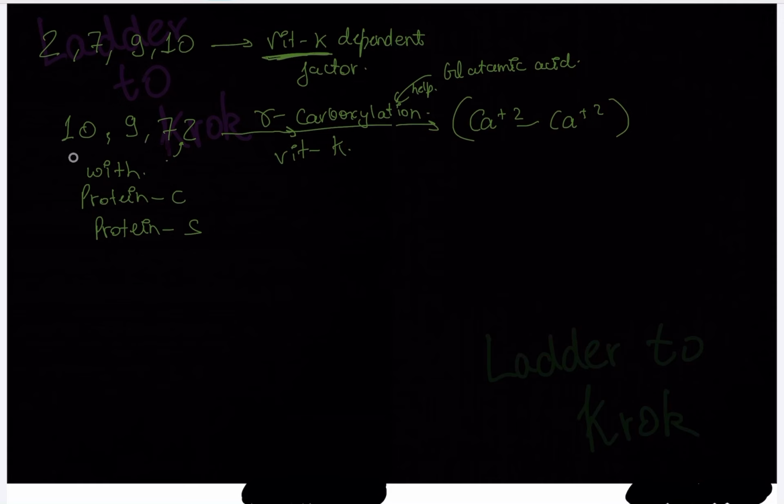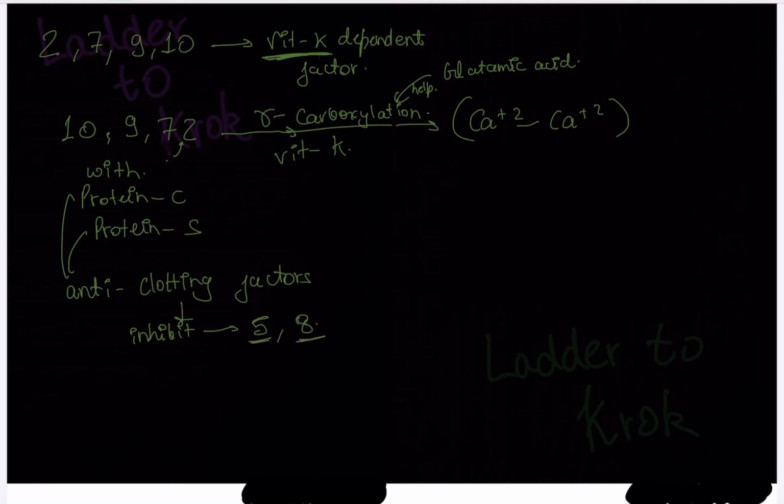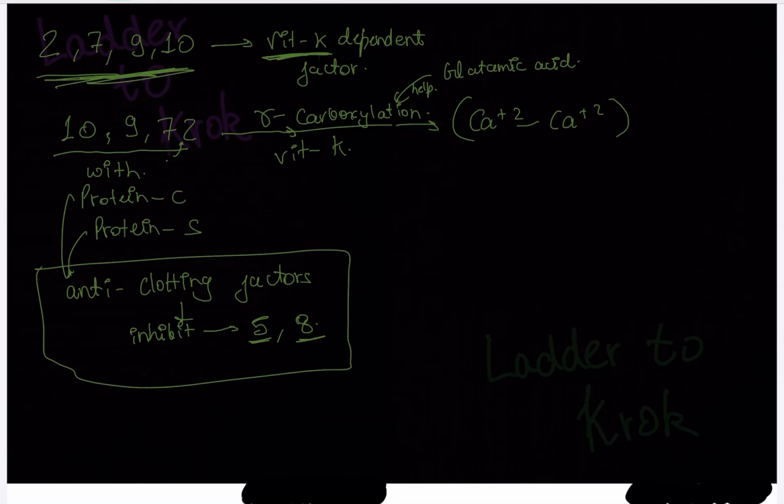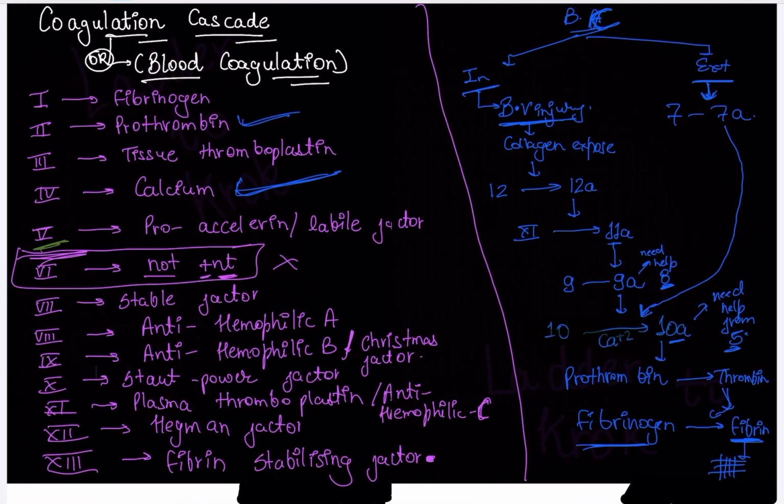these factors 10, 9, 7, 2 work with protein C and protein S. These are basically anti-clotting factors, and they inhibit factors 5 and 8. Okay, just for higher order thinking skills. These factors 2, 7, 9, 10, same thing, work with protein C and protein S. Protein C and S are anti-clotting factors, and they inhibit factors 5 and 8. Which factors? These 5 and 8 factors are very helpful for 9 and 10, as you already discussed.